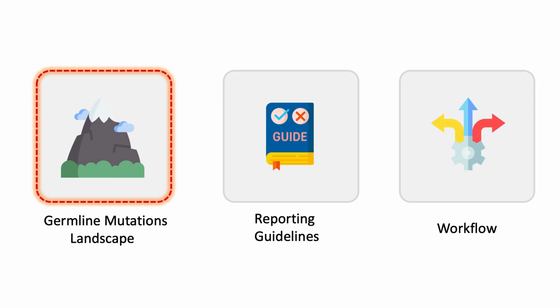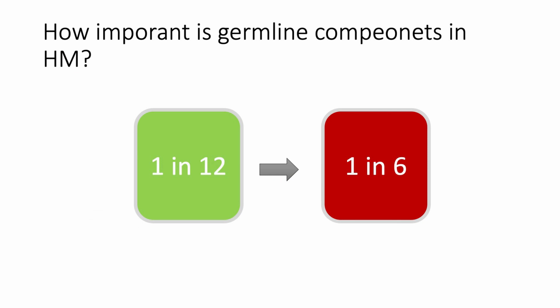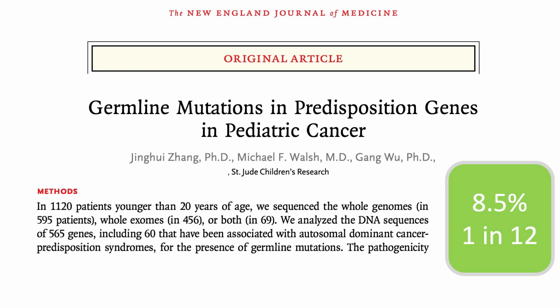So how important is germline mutation and how common is it? There are some studies in recent years that say it's 1 in 12 patients that will come to the clinic with a germline component, up to 1 in 6, which is really high. So let's see one of the first big studies that happened in this space at St. Jude Children's Research in 2015.